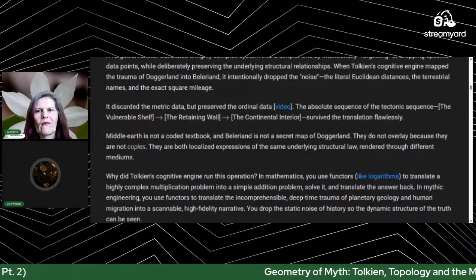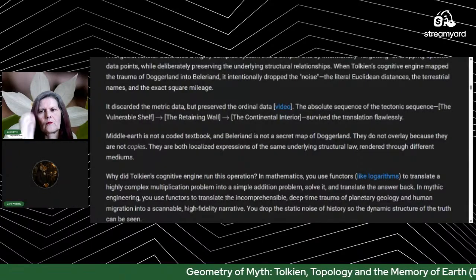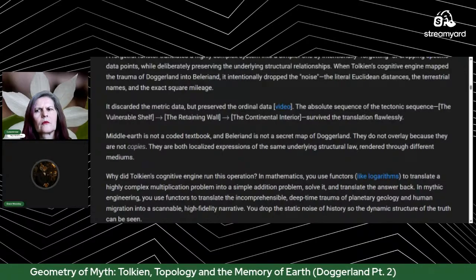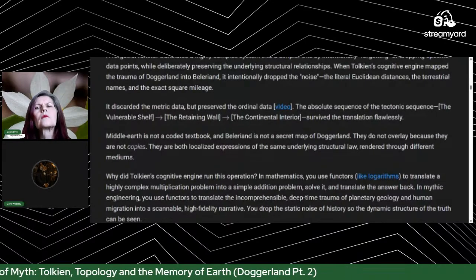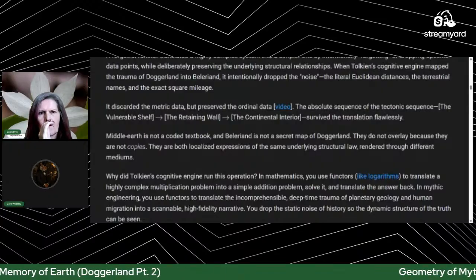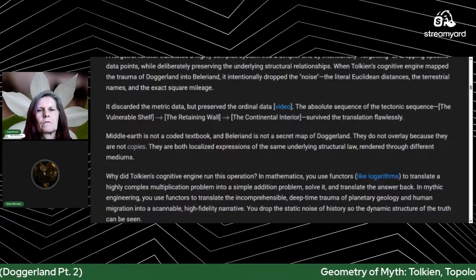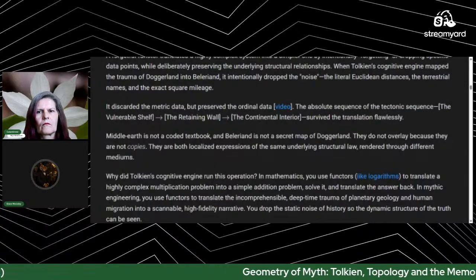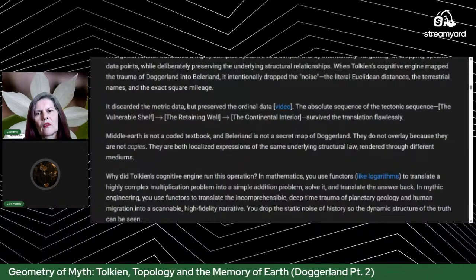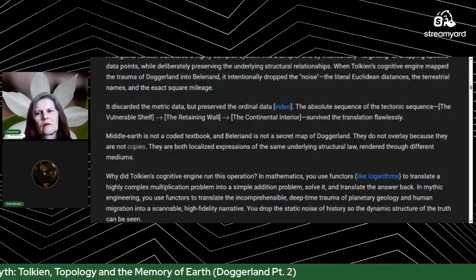The absolute sequence, the tectonic sequence, the vulnerable shelf, which is west of the retaining wall, which is west of the continental interior, survived the translation flawlessly. Middle Earth is not a coded textbook, and Beleriand is not a secret map of Doggerland. They do not overlay because they're not copies. They're both localized expressions of the same underlying structural law, rendered through different mediums.